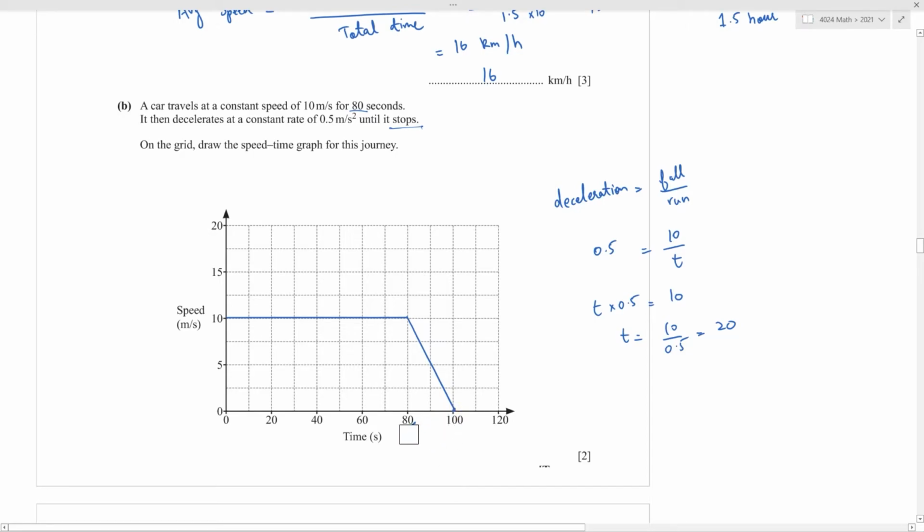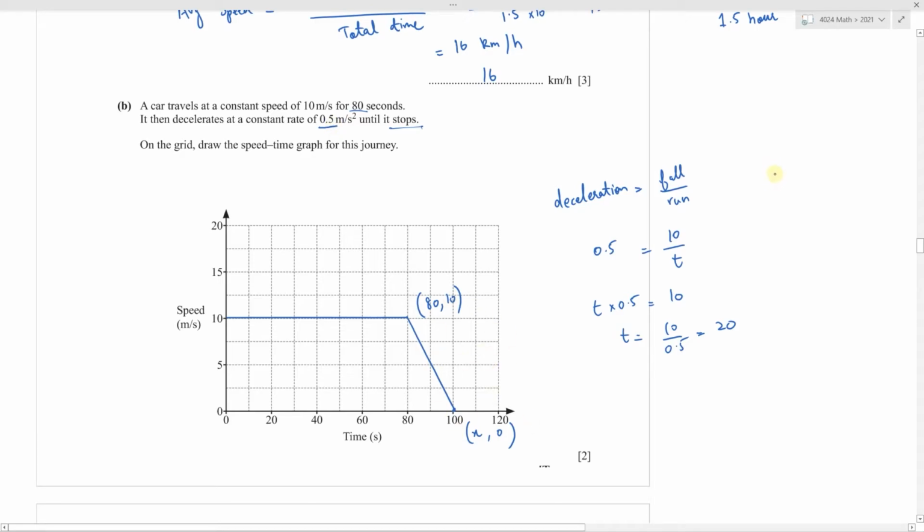Now the second way to solve this is using the actual gradient of the line. So you can calculate the gradient. You know this point on this line has x value 80, y value 10. And the x value here, let's call it x because we don't know it when we're solving. And the y value you know is 0 because the car has stopped and the speed is 0, and you're on the x-axis here. Now you have 2 points on this line and you know the gradient is 0.5. Now you can solve for gradient.